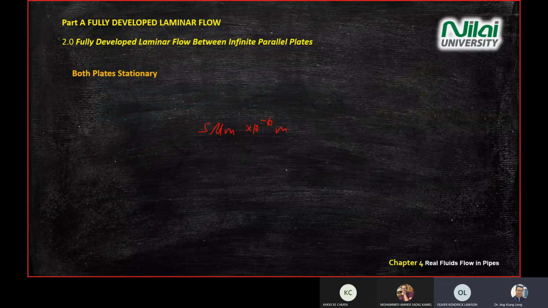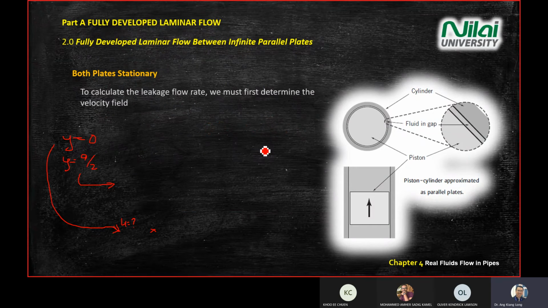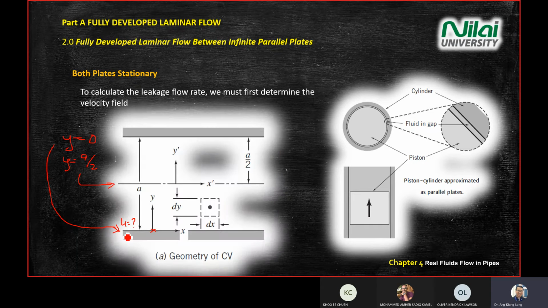So this concept is important because it's going to affect the derivation steps for the next section. U equals 0 at the wall, and at Y prime equal to the center, Y equal to A divided by 2, U equals U max. This is a concept that you should learn from today's lecture.